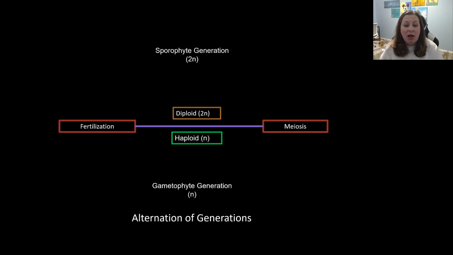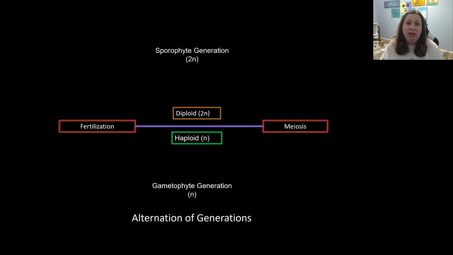Now, this is known as alternation of generations. So with alternation of generations, you're going to see that we have a line that comes across there that's going to separate our diploid from our haploid. Okay. We also see that above the line is the sporophyte generation, which is the diploid, the 2N, and below the line is the gametophyte generation, which is the N. And we're going to see that this is a cycle, this alternating thing that's going to occur.